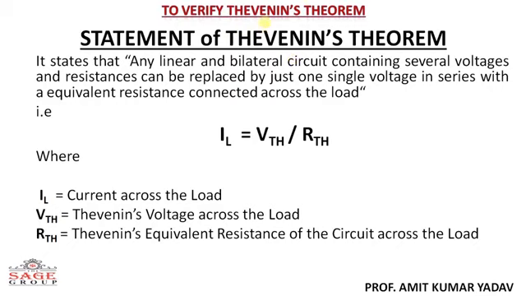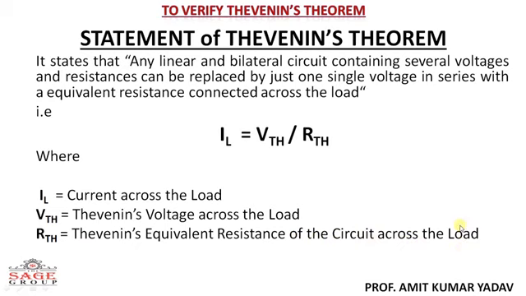It states that any linear and bilateral circuit containing several voltage and resistance can be replaced by just one single voltage in series with an equivalent resistance connected across the load, that is IL equals VTH upon RTH, where this IL is your current across the load, this VTH is your Thevenin voltage across the load, and this RTH is your Thevenin equivalent resistance of the circuit connected across the load.